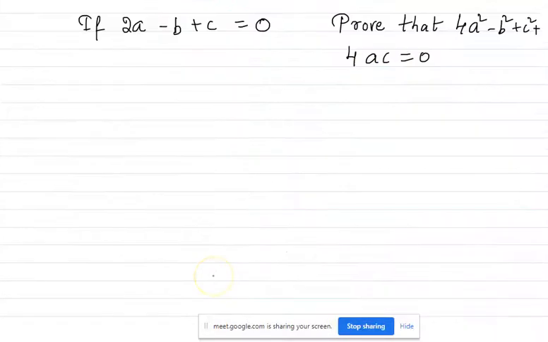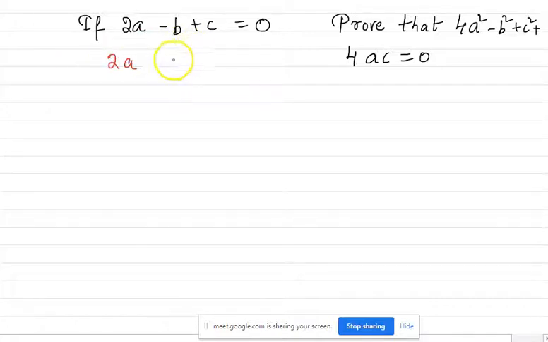The question is, if 2a minus b plus c is equal to 0, prove that 4a square minus b square plus c square plus 4ac is equal to 0. Alright. So here we have to prove. We have to do proof. So what I'll do, can I write here? I am writing here.